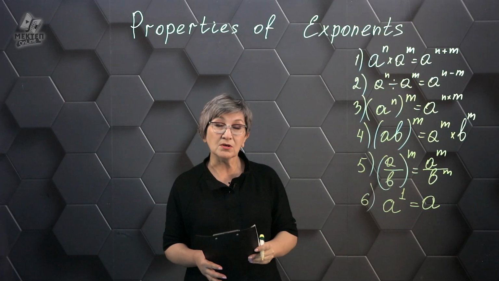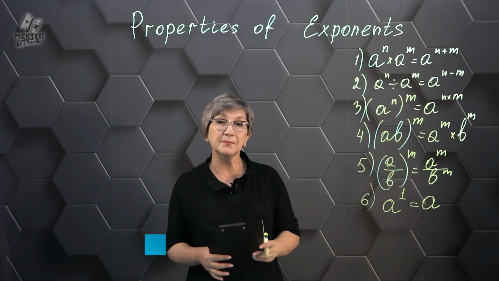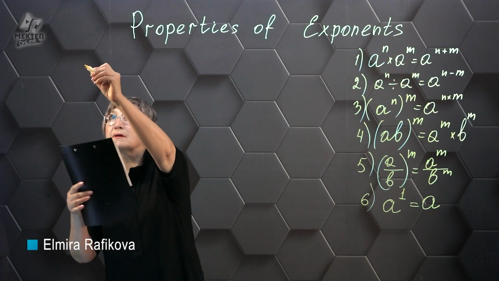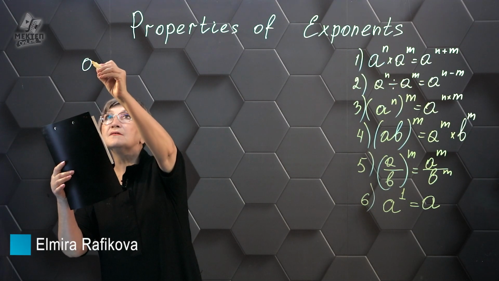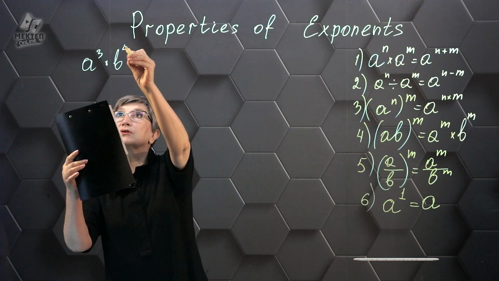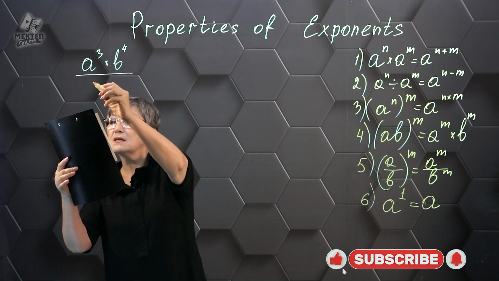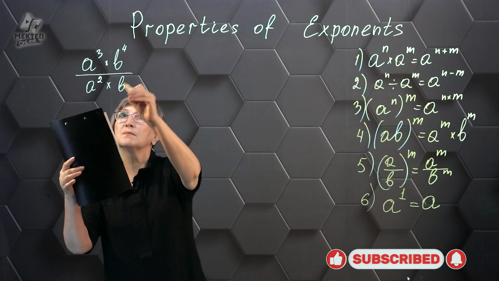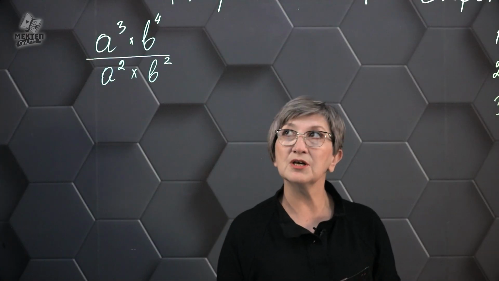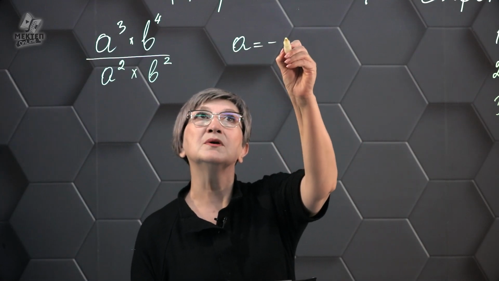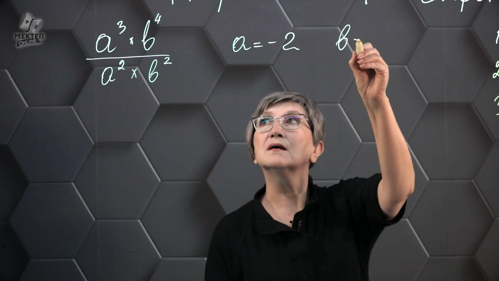Hello, today in the lesson we will solve another example using the properties of degree. The following example: a to the power of 3 times b to the power of 4, divided by a to the power of 2 times b to the power of 2. We need to find the value of this expression if a is equal to -2 and b is equal to 2.